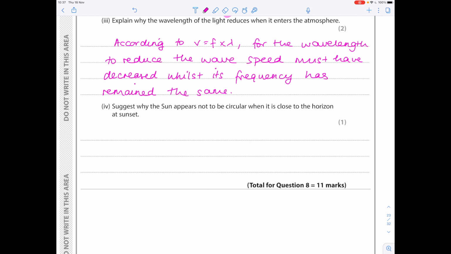Suggest why the sun appears not to be circular when it is close to the horizon at sunset. Ooh, this is a real apply question. So if you think about the sun being very close to the horizon, it must mean that the amount of refraction taking place must be huge, and obviously refraction alters the direction of the light ray, so it won't appear circular anymore.